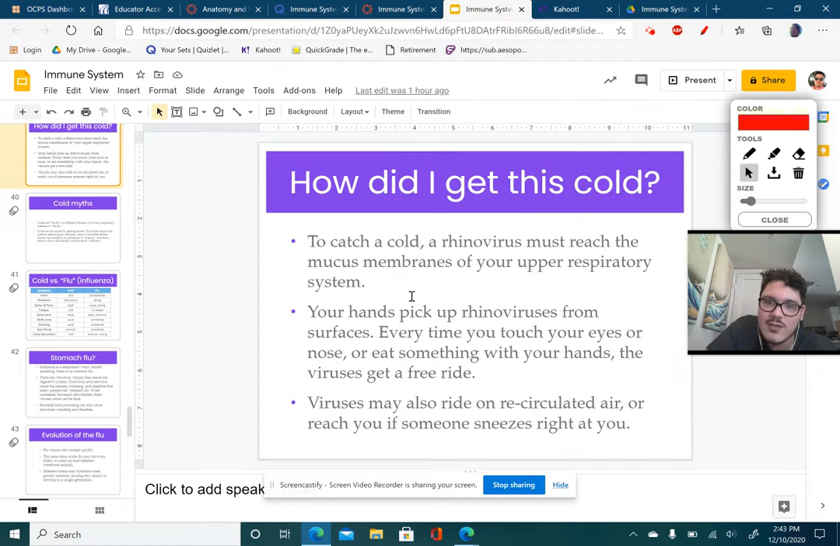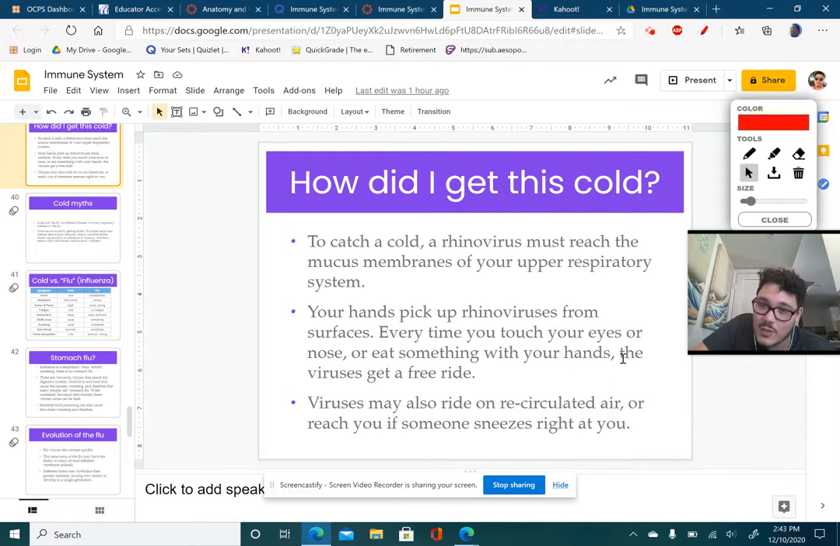Your hands pick up rhinoviruses from surfaces. Every time you touch your eyes or nose or eat something with your hands, the viruses get a free ride. It's not that you have to become a germaphobe, but just in general, practice good hygiene. Wash your hands every once in a while, right? Viruses may also ride on recirculated air or reach you if someone sneezes right at you.